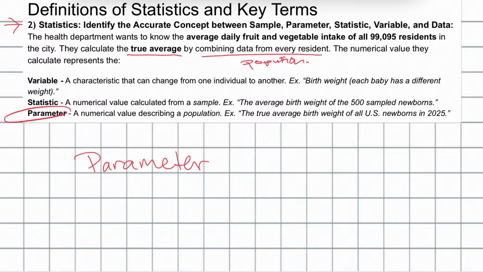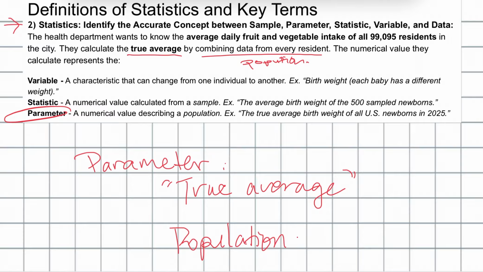The reason it's a parameter, first of all, is that it states true average after analyzing a whole population of people, of residents who eat vegetables or fruits. Okay, so it's describing the true average of all these residents that eat vegetables and fruits.